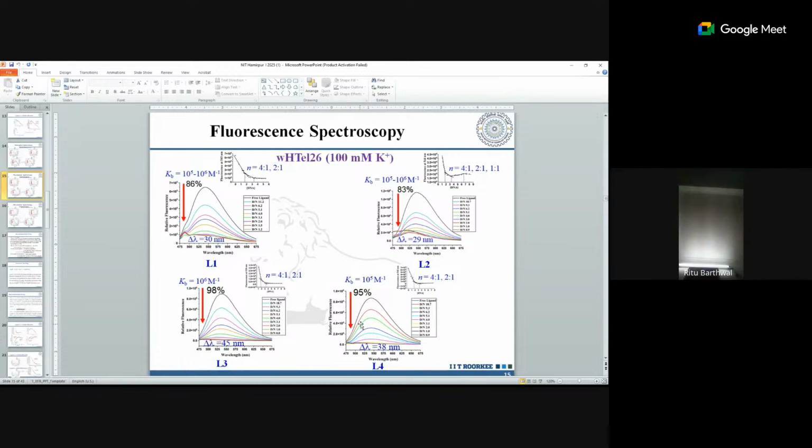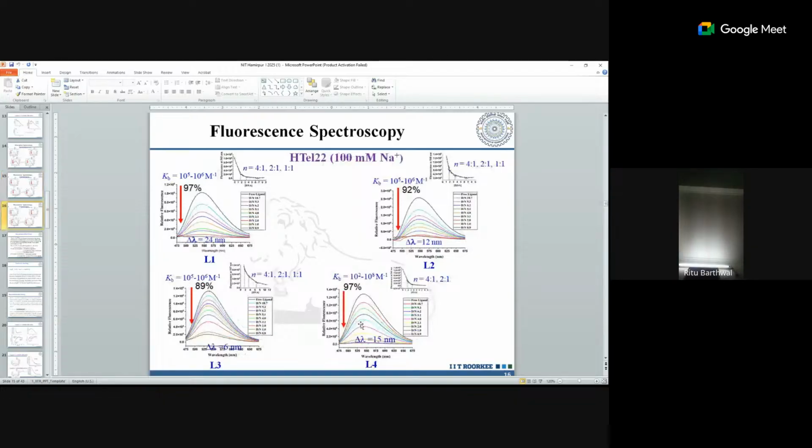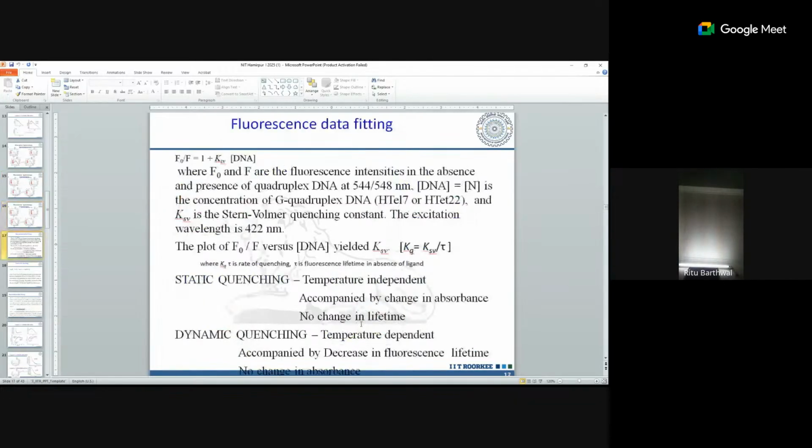But the main issue is, how do we do the analysis? So going to slide number 17, this gives you an idea. I think in the fluorescence spectroscopy session yesterday, many speakers told you about that. This is quenching, which means we are adding DNA to the drug, and we try to determine the rate of quenching. We have static quenching, which means it is temperature dependent. It is accompanied by a change in absorbance, and there is no change in lifetime. You can also have dynamic quenching. Quenching means reducing the fluorescence.